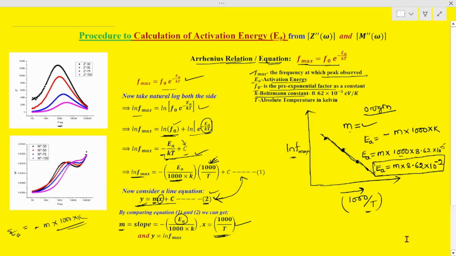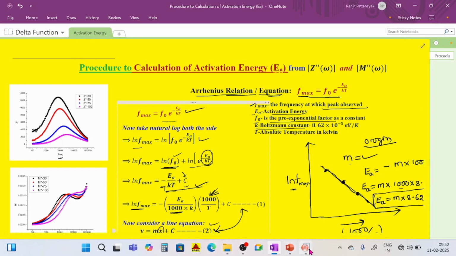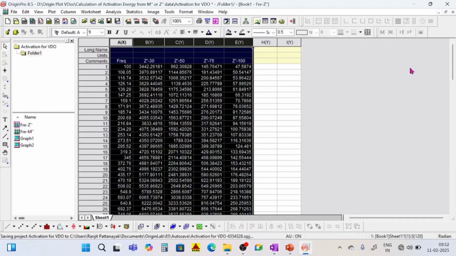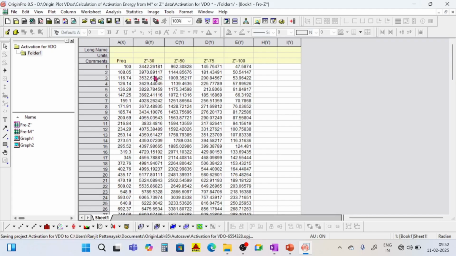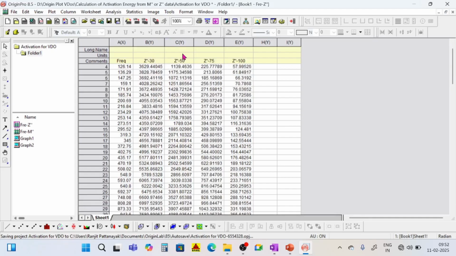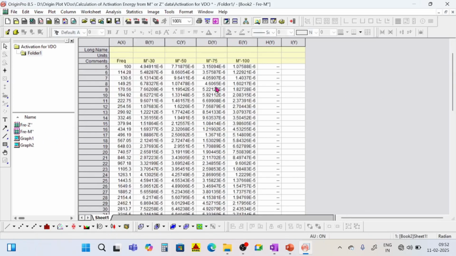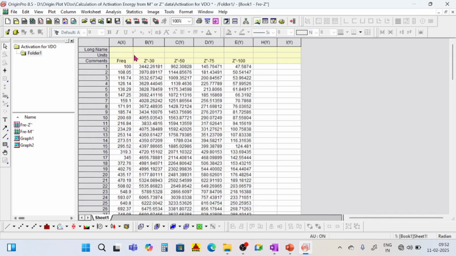Now we are going to go to the Origin platform. This is the Origin platform. Already I have the two data. This is the frequency versus Z double prime data at different temperatures. Here at 30 degree, 50 degree, 75 degree, and 100 degree I have this data, frequency versus Z double prime. And this is frequency versus M double prime, that is the imaginary part of modulus. Okay, M double prime. And how am I going to plot this one?